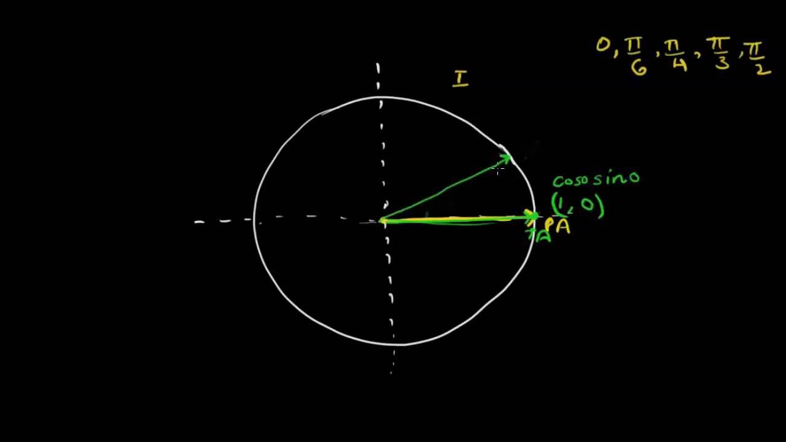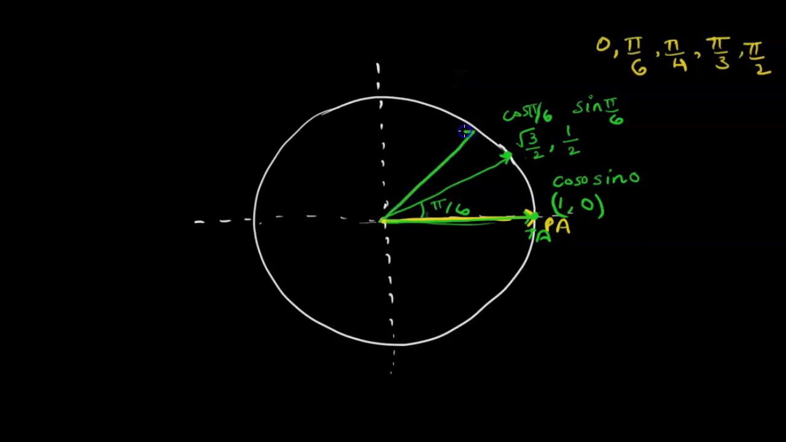When the terminal arm subtends an angle of pi by 6 radians, then the point here would have x coordinate √3/2 and y coordinate 1/2. Where do we get these x and y coordinates? Because I told you x and y coordinates are same as the cosine and sine values. So that means √3/2 is going to be cosine pi by 6 that we can get from special triangles, and 1/2 is same as sine pi by 6.